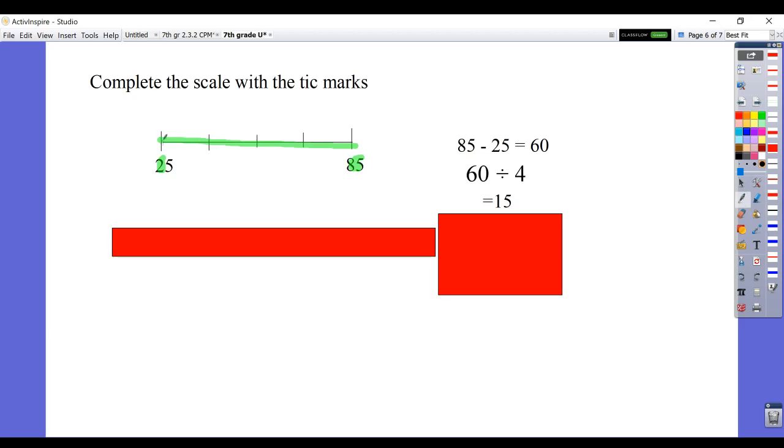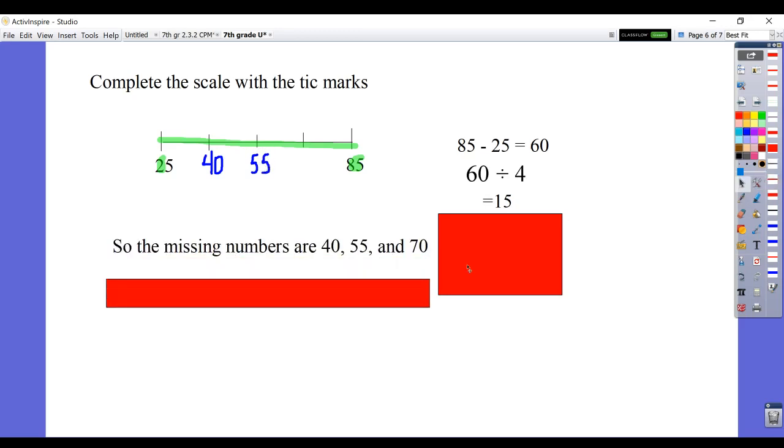So if we go by increments of 15, that means you're going to add 15 to 25. 15 plus 25 would be 40. Then you're going to add 15 to 40, which will give you 55, and so on. So that will tell you your missing numbers. All right. If you've done it correctly, this one would be 70, it looks like. Then, of course, when you add the last 15, you should get to that last mark.